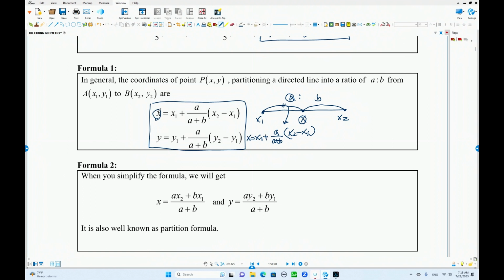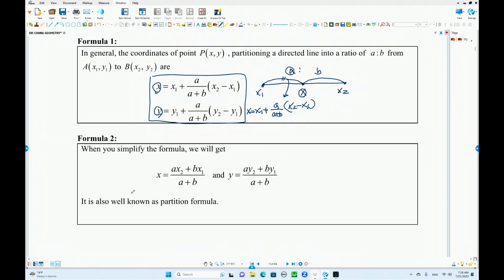That's it. So y is the same thing. Another one over here, this can be considered a formula. Just to simplify this one more time, check it out over here: x equals x1 plus a over a plus b times x2 minus x1.